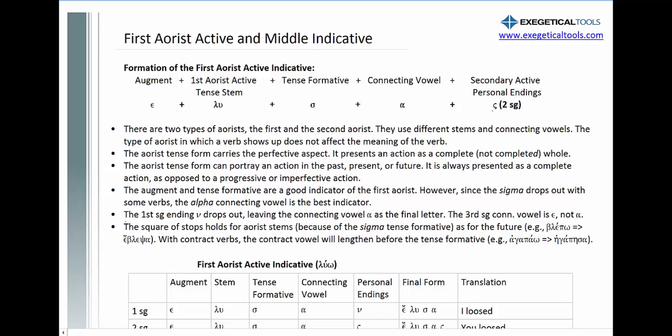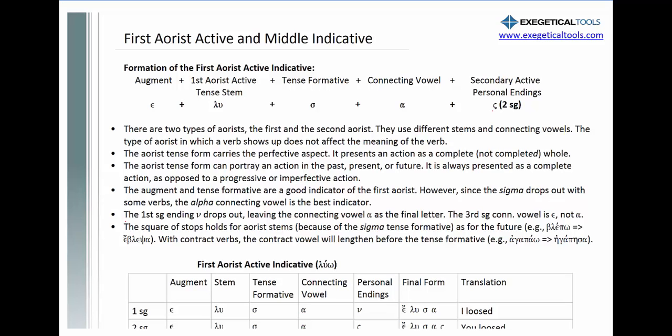Welcome to Exegetical Tools Basic Greek videos. In these videos we're going through the various aspects of Greek grammar that would usually correspond to, say, Mounce's textbook or Machen's textbook or Croy's textbook. And we're looking today at the first aorist, active and middle indicative.